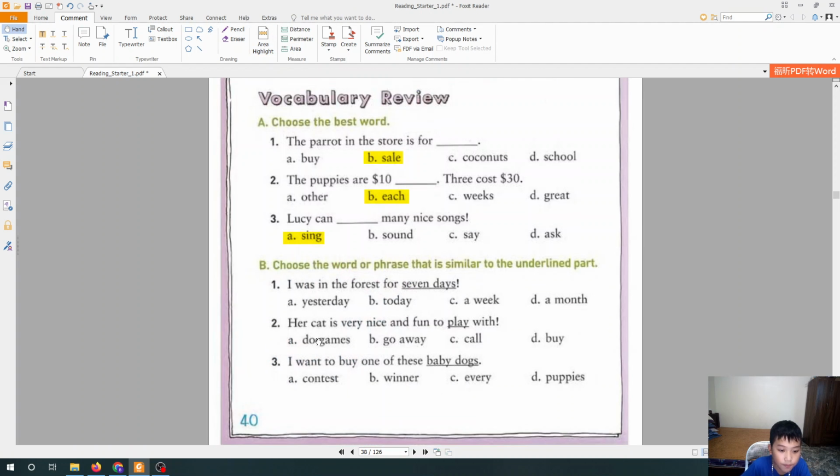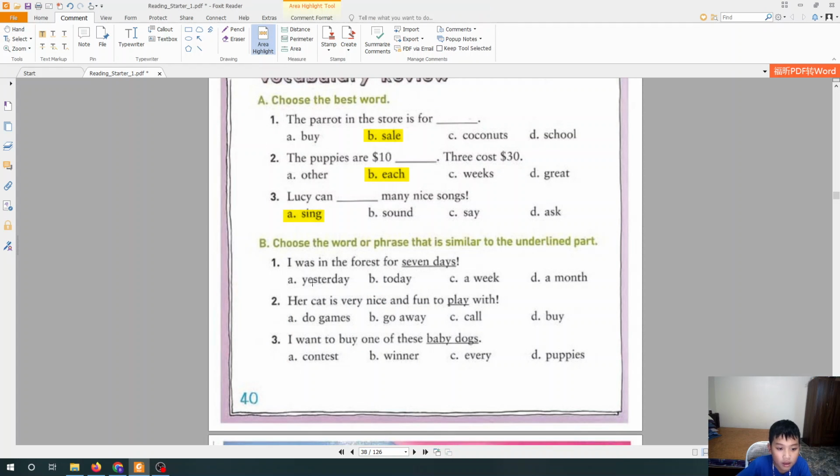Next, we go to part B. In part B, we will choose a word or phrase that's similar to the underlined part. First sentence: the underlined part was 7 days, and 7 days is the same as a week. Next sentence: the underlined word is play, and play is the same as do games. The last sentence: the underlined words are baby dog, and baby dog is the same as puppies.